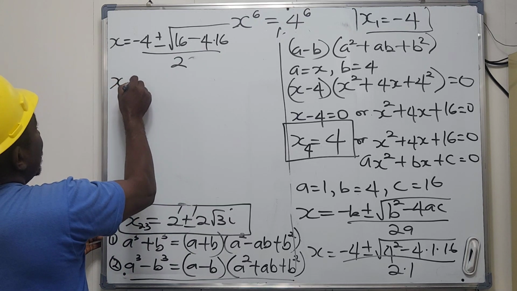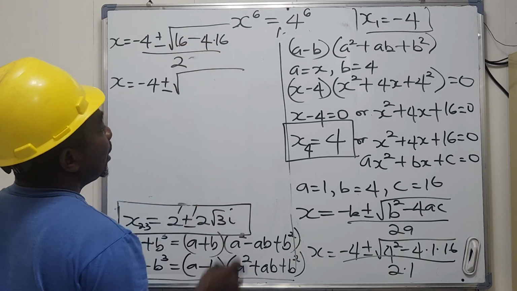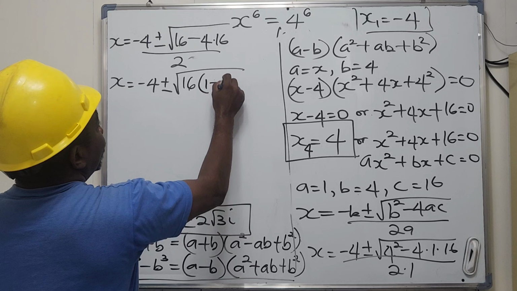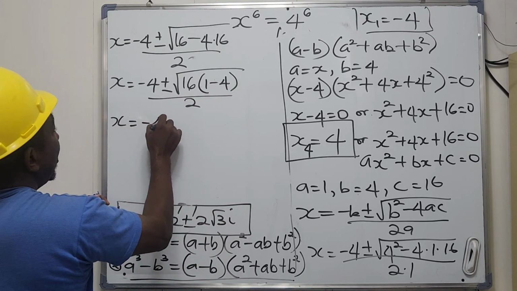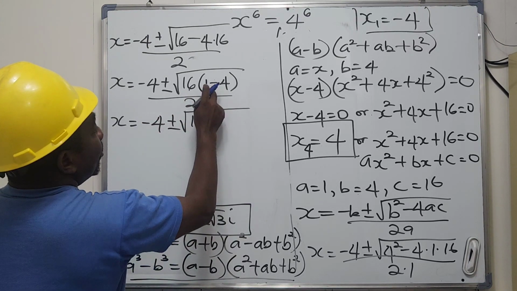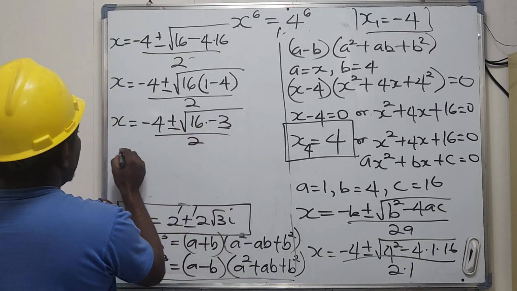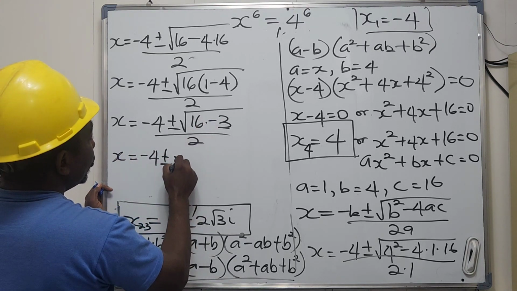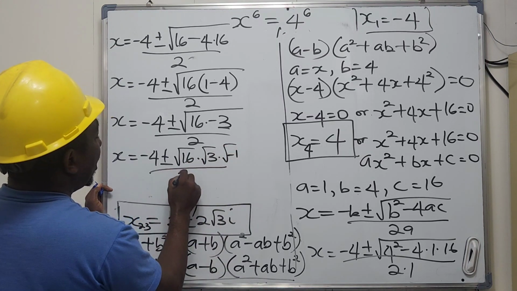So here will become x equals minus 4 plus or minus square root of, we have 16 here, which are identical. We can factor it out. So we have 16 into 1 minus 4, all over 2. So here x equals minus 4 plus or minus square root of 16 times 1 minus 4, which is minus 3, all over 2. So here x will become minus 4 plus or minus square root of 16 times square root of 3 times square root of minus 1, all over 2.